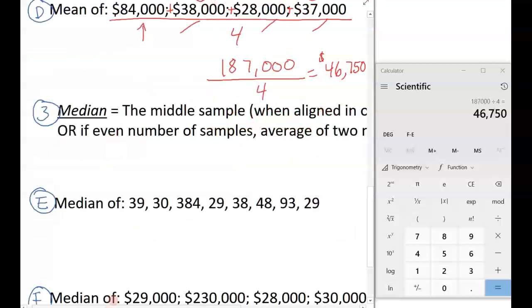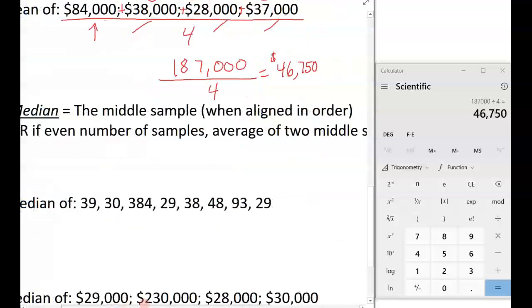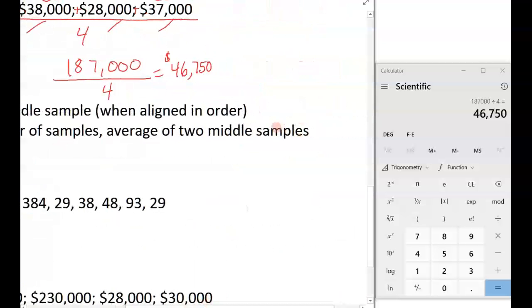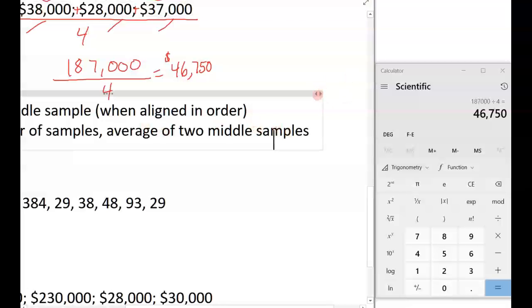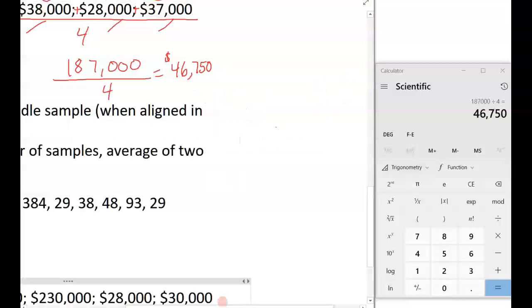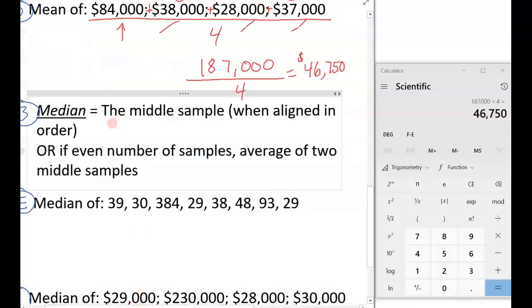So this is where we might look at a median. And the median is, let me squish this over a little. All right, the median is the middle value when we align all of the values in order from least to greatest. If there's an even number of samples, we're going to have 2 numbers in the middle, in which case we'll take the average or mean of those 2 central values. So we'll see middle or central.